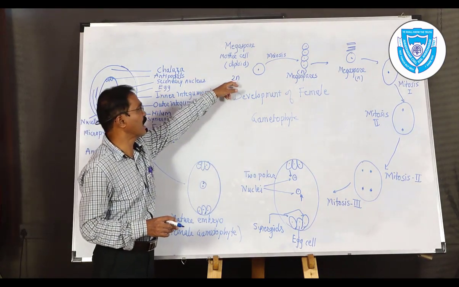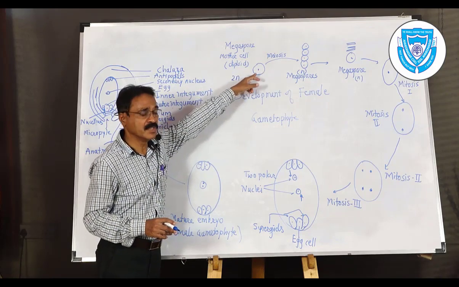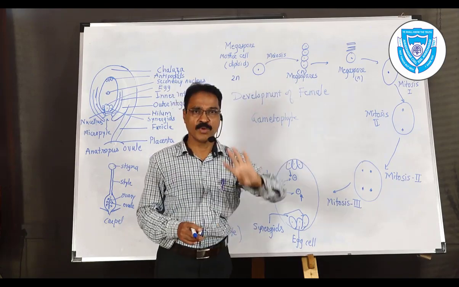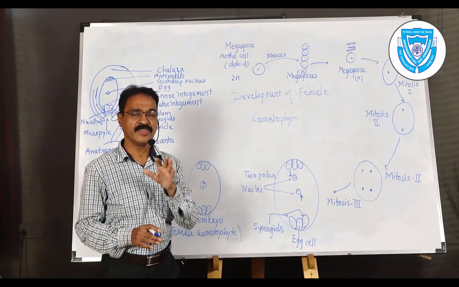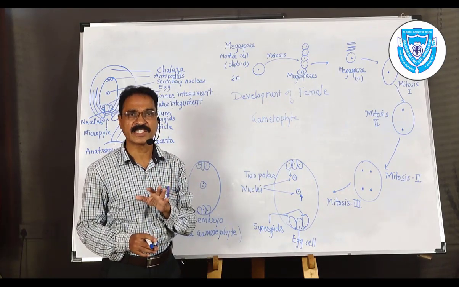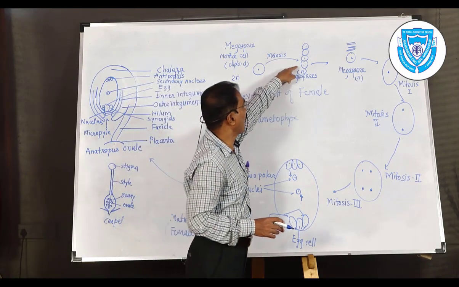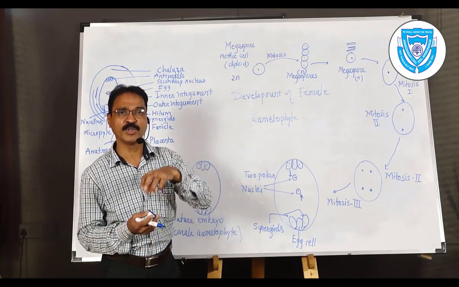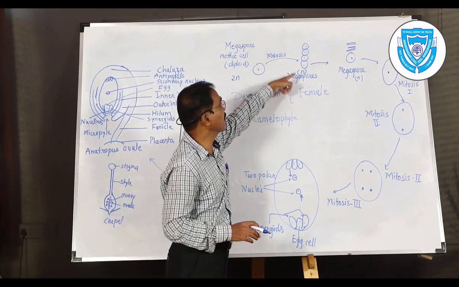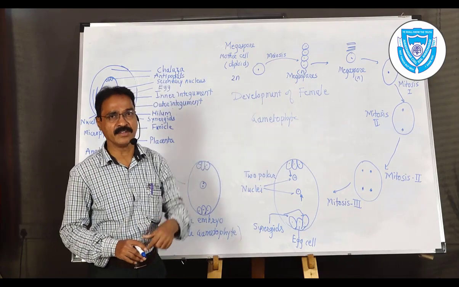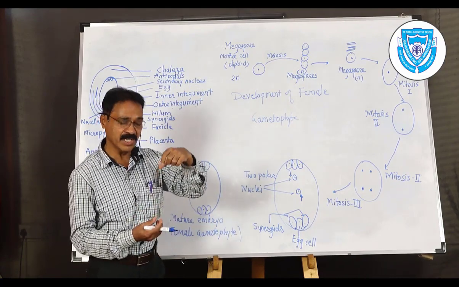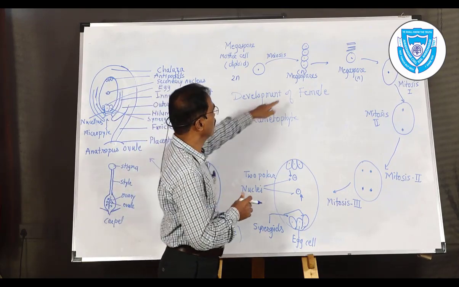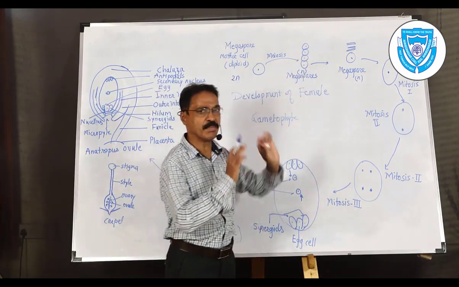The same thing happens here, that is meiosis. This cell undergoes meiosis, and produces 4 cells. Now the 4 cells are haploid, and they are arranged one above the other, in a straight line, so it is called the linear tetrad. And with this linear tetrad of megaspores, the meiosis completes.